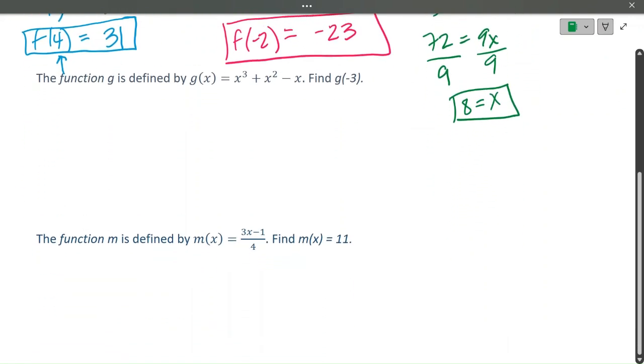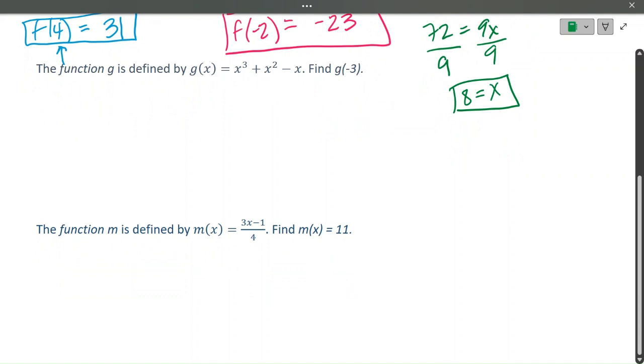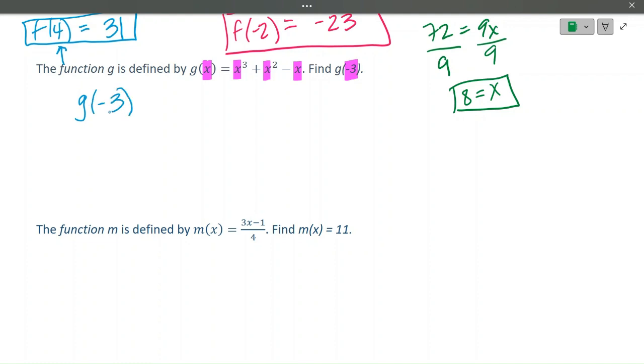All right, let's take it up a notch. Those were linear functions. Let's look at a function that's not linear. So we have function g, which is defined by g of x equals x cubed plus x squared minus x, and we are finding g of negative 3. I'm going to highlight everywhere I see the x value that I am replacing. So everywhere I'm going to be putting in negative 3. I'm replacing g of x with g of negative 3, and that tells me everywhere I see x, I'm plugging in negative 3.